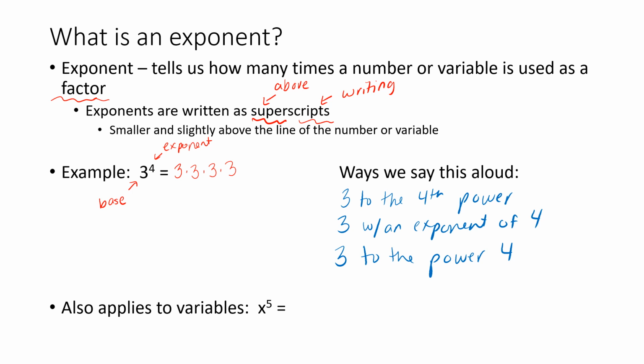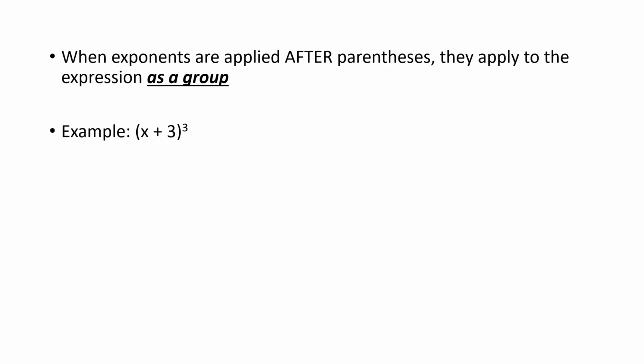Now, this also applies to variables, so you can raise variables to powers as well. So this would be x to the 5th power, and that means that x is used as a factor 5 times. So if you count up how many times you see the x there, 1, 2, 3, 4, 5. So essentially, this is on the last slide of this presentation, the exponent is a shorthand way of writing repeated multiplication. Now, they do get more interesting than that.